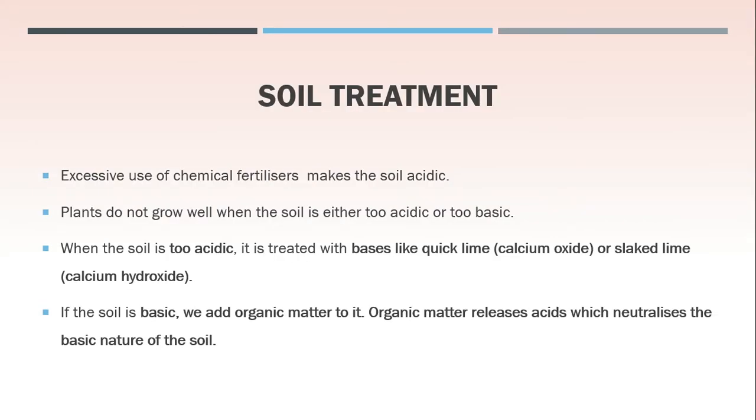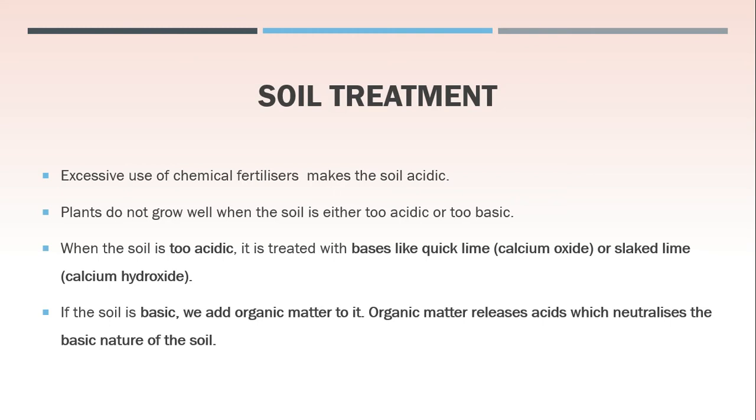Excessive use of chemicals in the soil. Now what happens? Whenever we use chemical fertilizer for the production of crops in agriculture, excessive use of this chemical fertilizer makes the soil acidic. Yes, it makes the soil acidic. And plants do not grow well when the soil is too acidic or too basic in nature. The crops will not be able to grow, and there will be no proper growth of the plants.